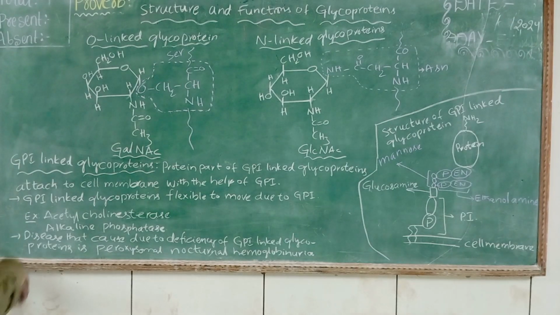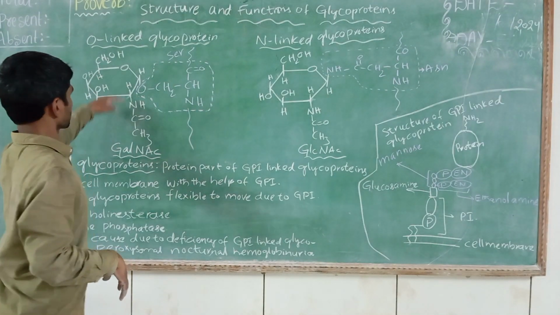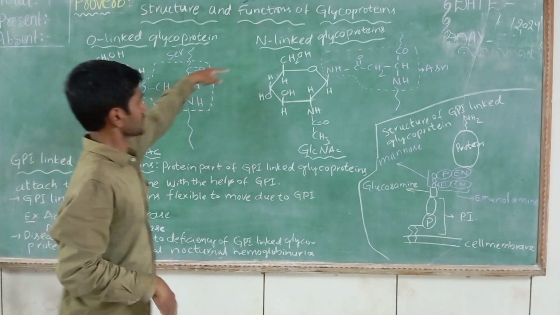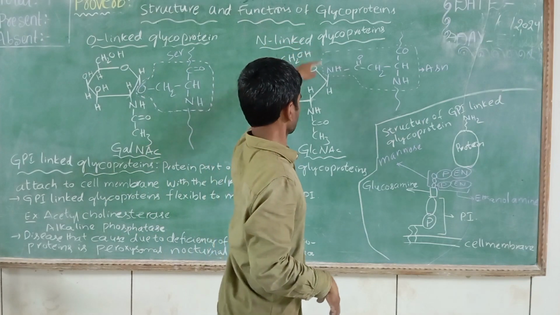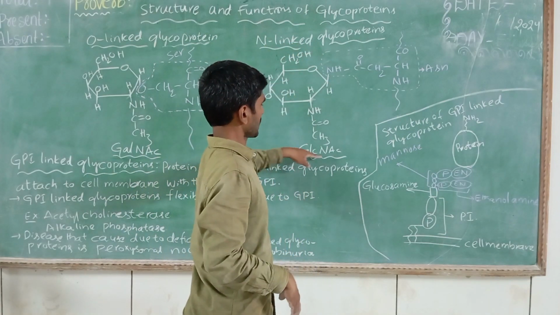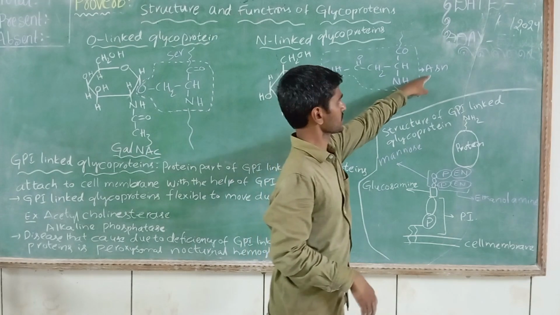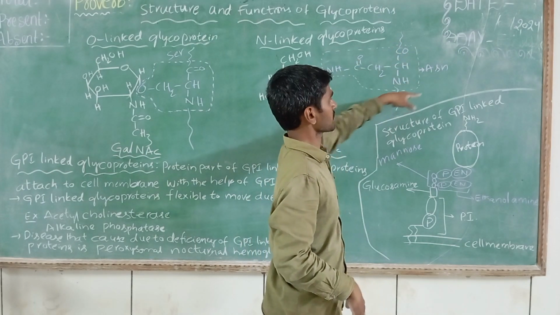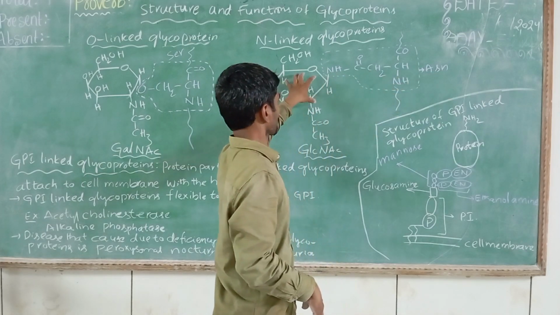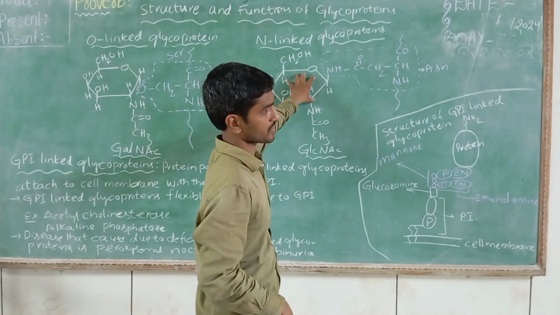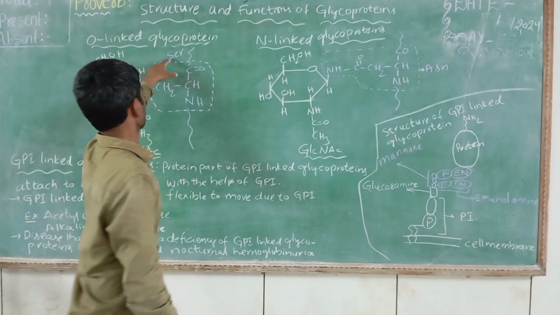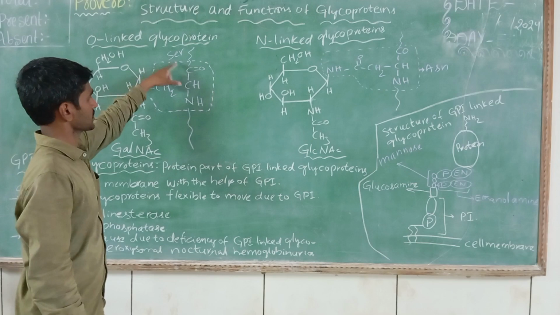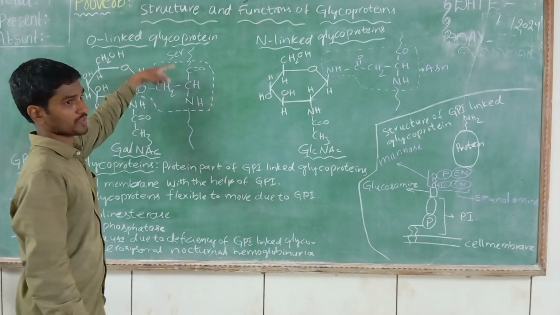About O-linked glycoproteins, this is the structure of N-acetyl galactosamine. Here it is N-linked glycoproteins, the structure of N-acetyl glucosamine. Here you can see asparagine, the amino acid in the protein part, to which the glycan, that is the carbohydrate content, is attached. In the O-linked case, the serine amino acid, which is part of the polypeptide chain, has the carbohydrate attached.